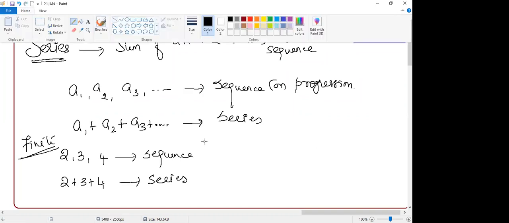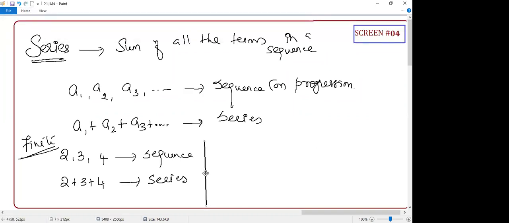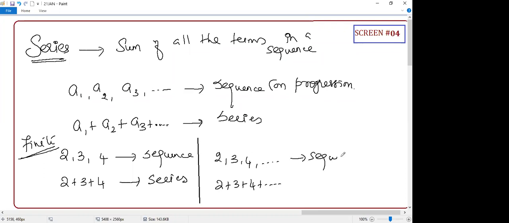So a finite series means what? Can you tell me what is a finite series? A series contains a finite number of elements. Only the word is series means series, sequence means sequence. That's all. So for example, if I write 2, 3, 4 continuing on, and if I write 2 plus 3 plus 4 and so on, this is a sequence and this is a series. But what kind of sequence? Infinite sequence and infinite series. So what is infinite series? Sum of an infinite sequence is called an infinite series.